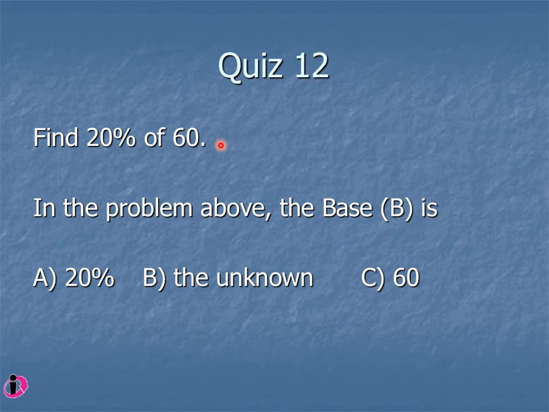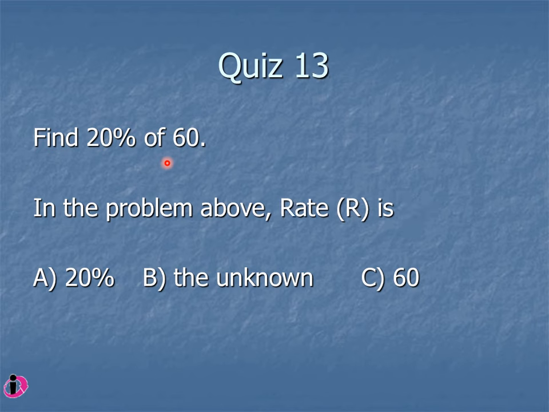Here is another example. First of all, what is the base here? Is it unknown or do you know it? Which one is base? 60, right? So the right answer is C. What is rate here? Of course, 20%. Rate is probably very easy to identify, right? Because that's followed by a percentage sign, which is A.